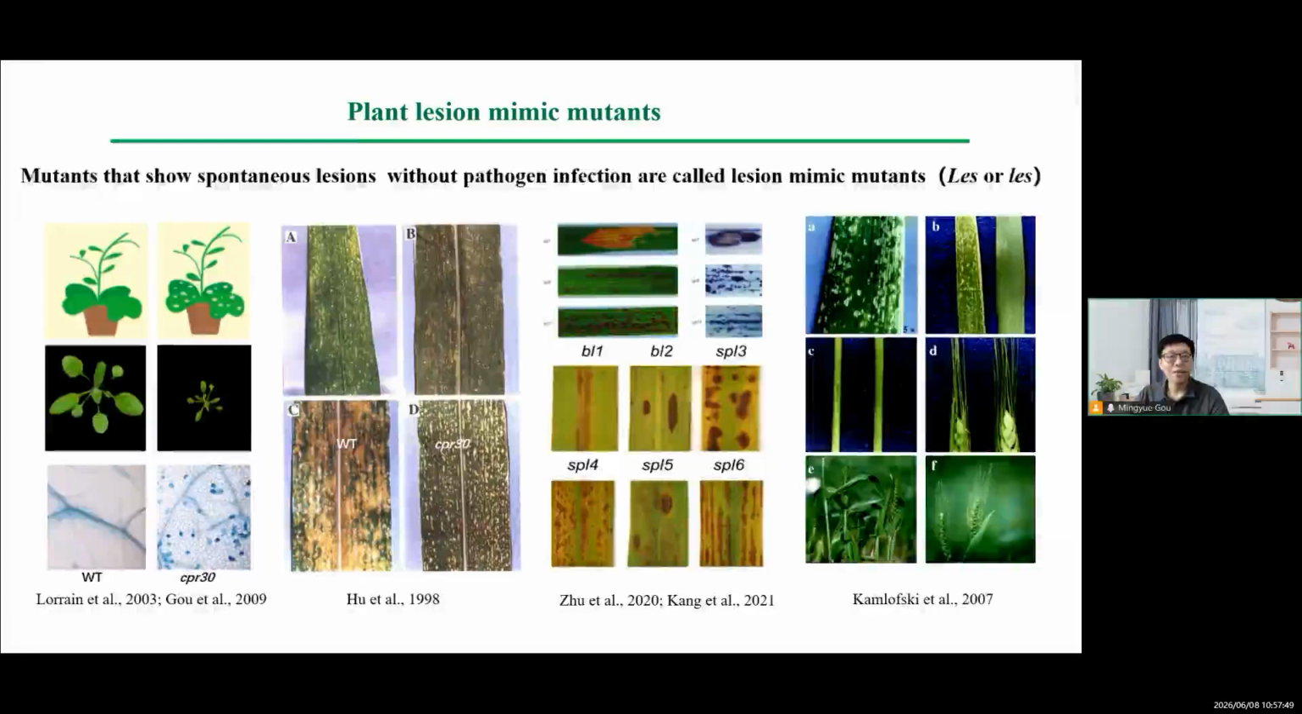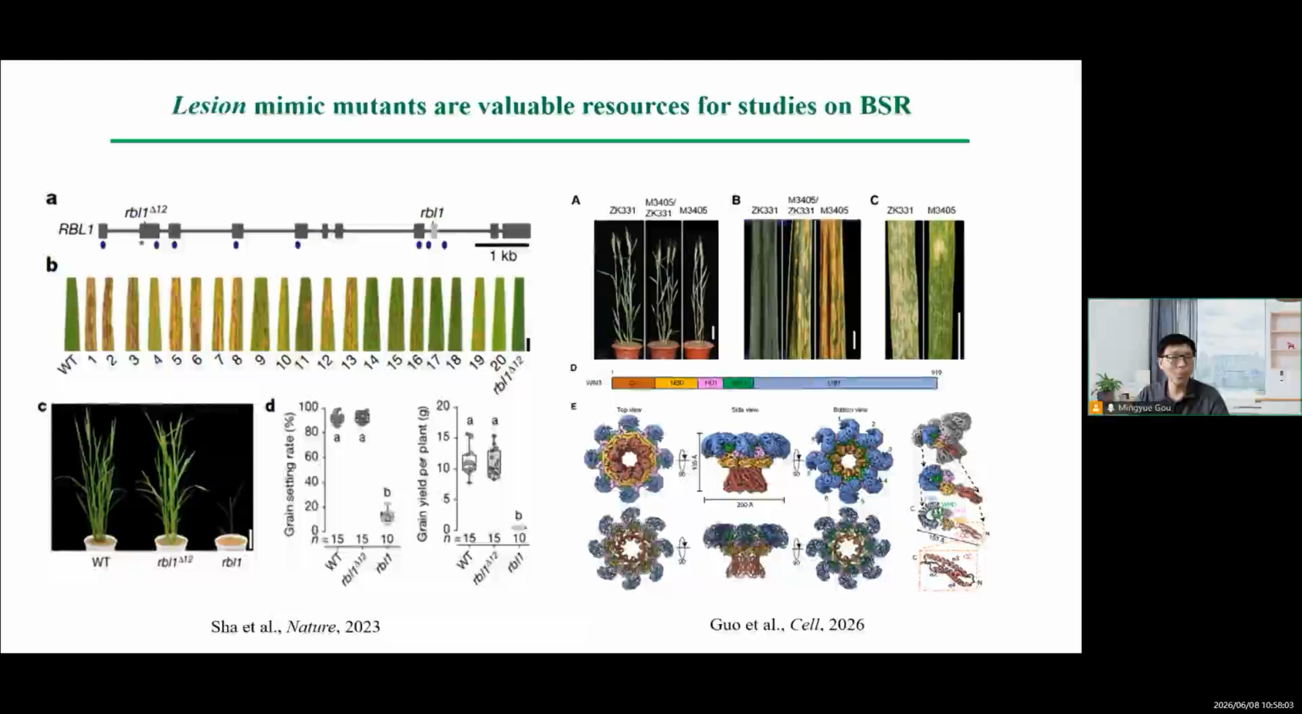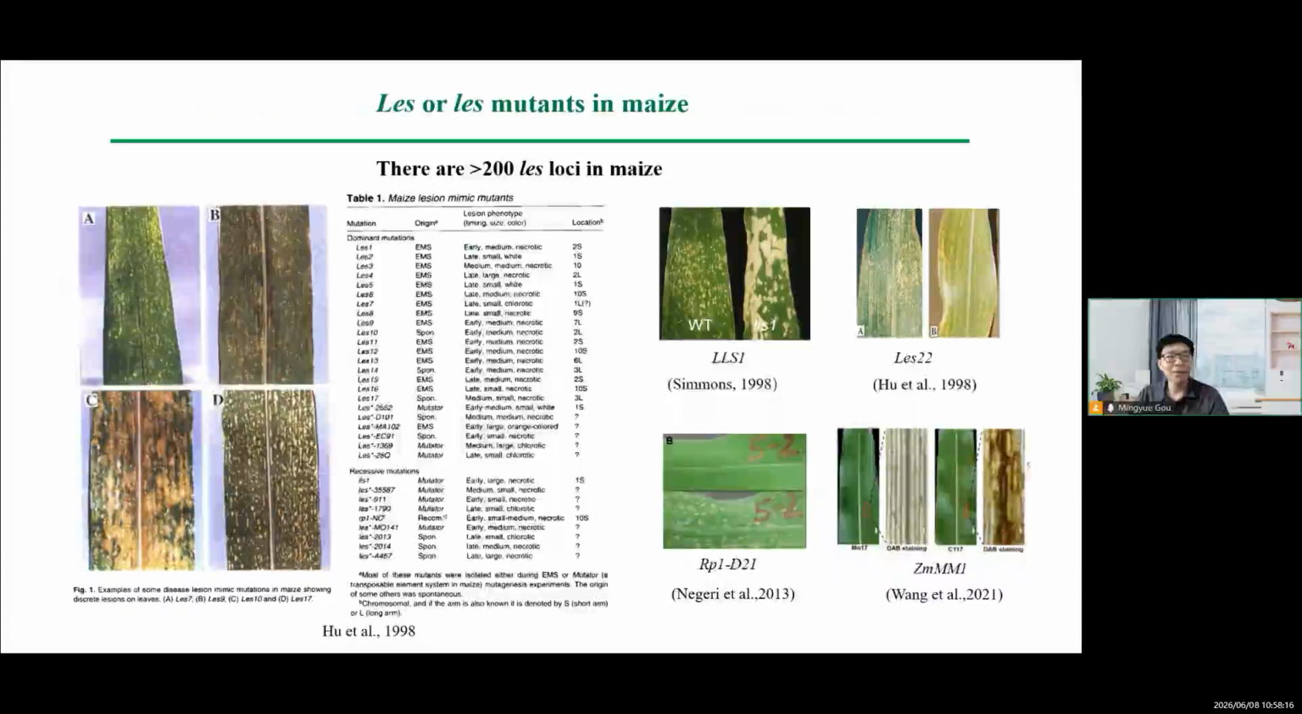Plant lesion mimic mutants are mutants that show spontaneous lesions without pathogen infection. Those mutants have been found in many plant species, including Arabidopsis, maize, rice, and wheat. Recent studies of lesion mimic mutants in rice and wheat indicate them as valuable resources for disease resistance studies in crops. In maize, lesion mimic mutants have been identified and studied since last century.